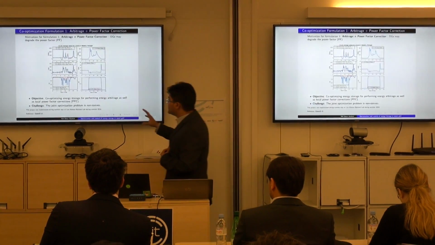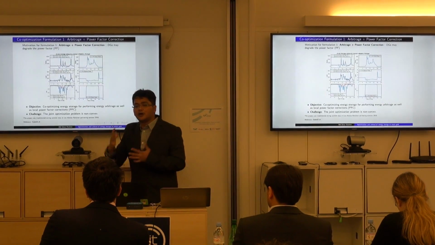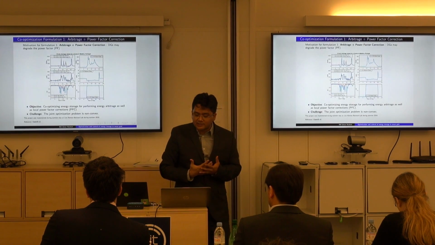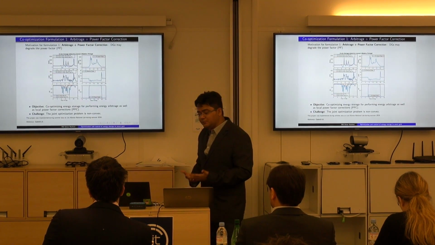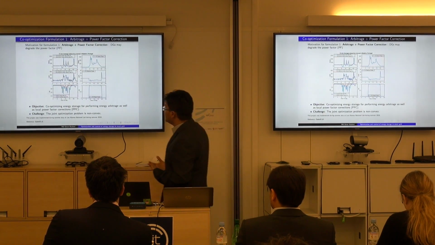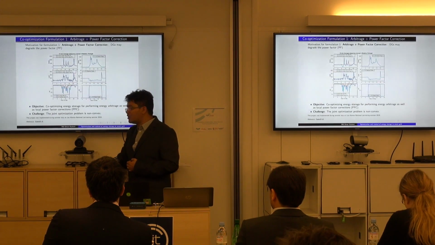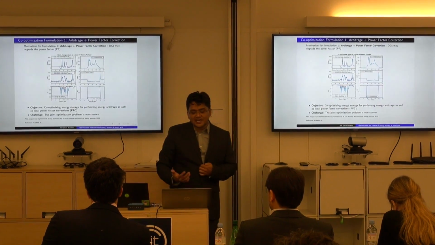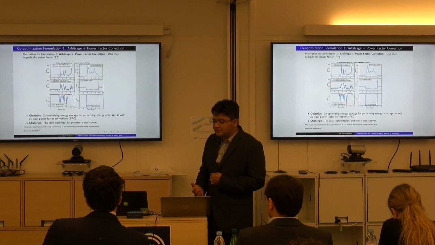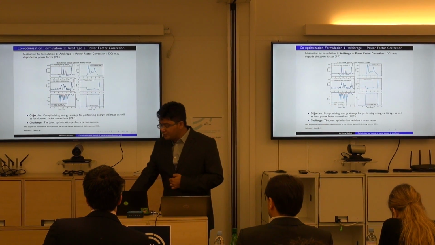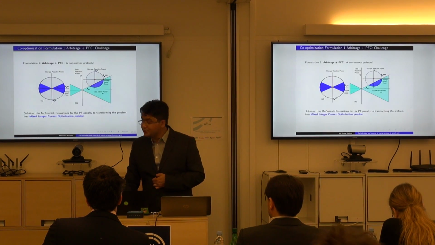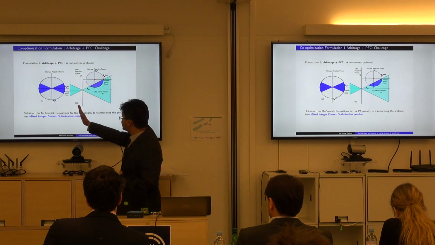So the goal here is to develop a co-optimization model, considering batteries are there and need to perform arbitrage based on price variation. Now the question is, can we also do power factor correction with this? The challenge is that this co-optimization problem is non-convex in nature, and why it is non-convex is shown here. There are two cases shown.